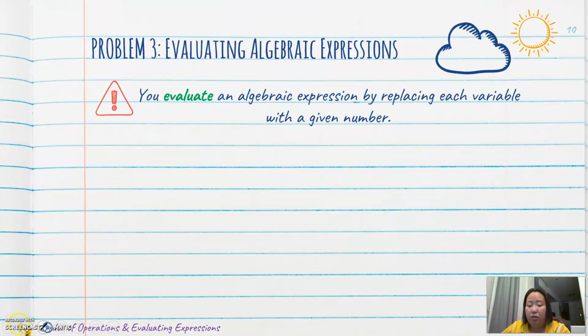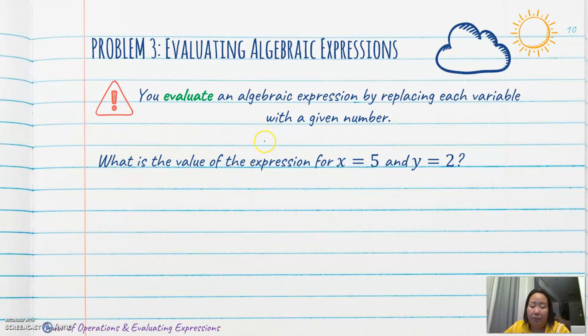When we talk about evaluating an algebraic expression, what you do is you replace each variable with a given number. The root word of evaluate is value. So you put a specific value for the variable in your expression. For example, how is it done?